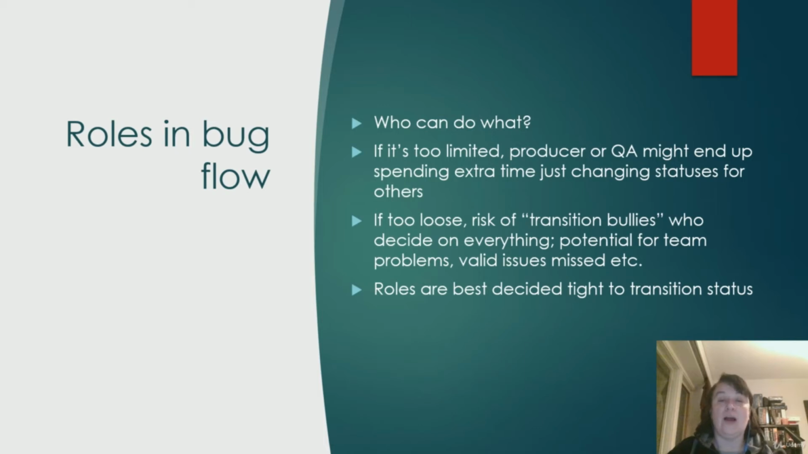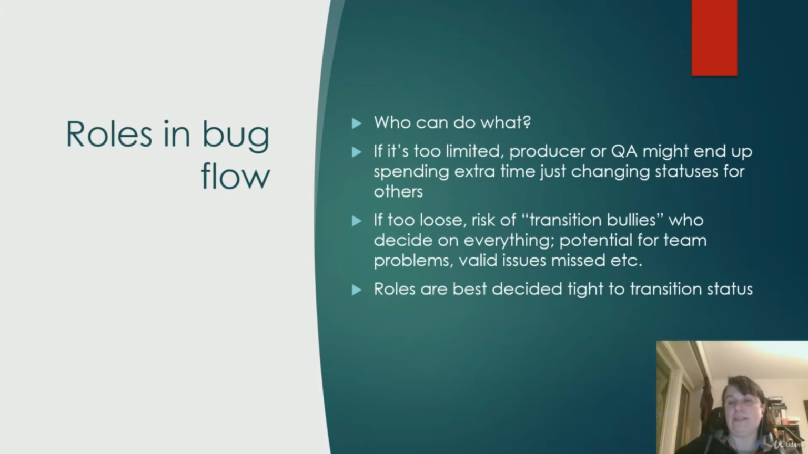On the other hand, if you have too loose roles, so that means that everybody can do everything in a bug flow, then you end up with transition bullies. That's how I call them. There are people who like to decide on everything. I worked with those as well. They would just decide that a bug is not worth fixing or that somebody shouldn't work on it, although it's none of their business, and it can cause potential team problems. It can cause serious bugs and valid issues to be missed, people's priorities to be confused, and even some work to get wasted. So going to another extreme is a problem as well.